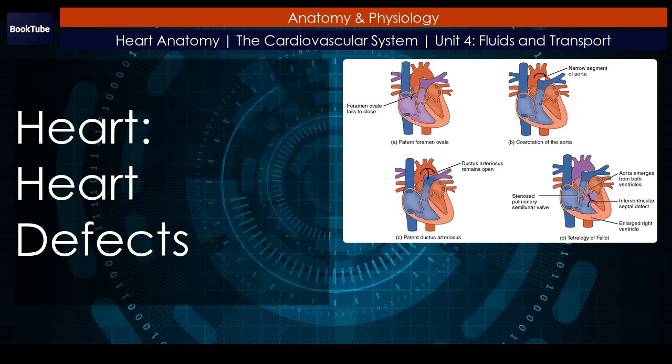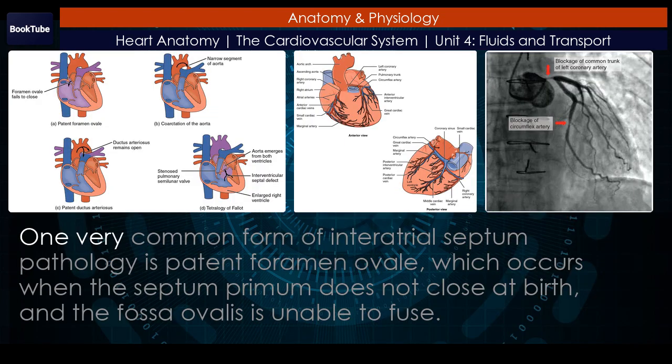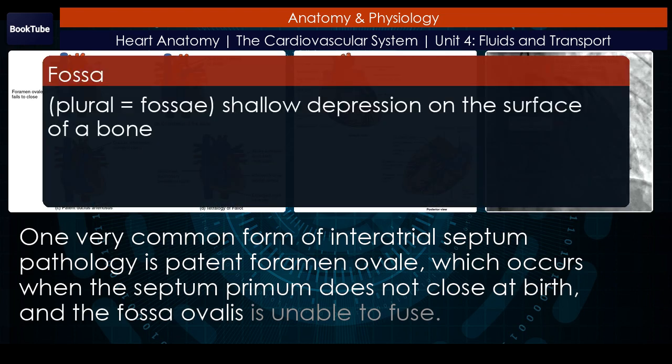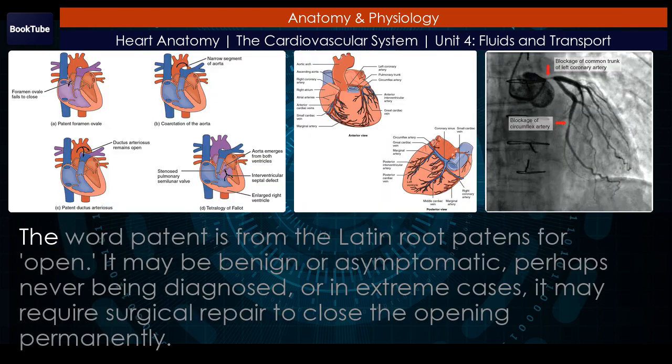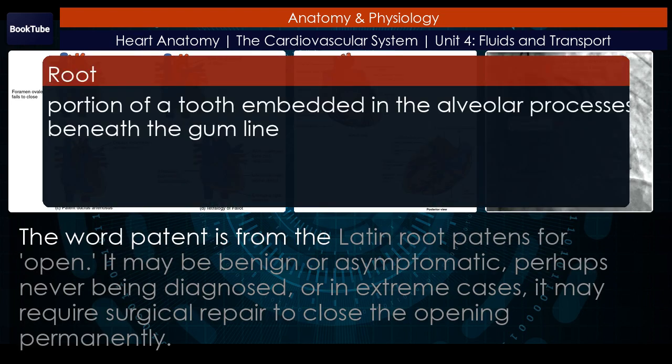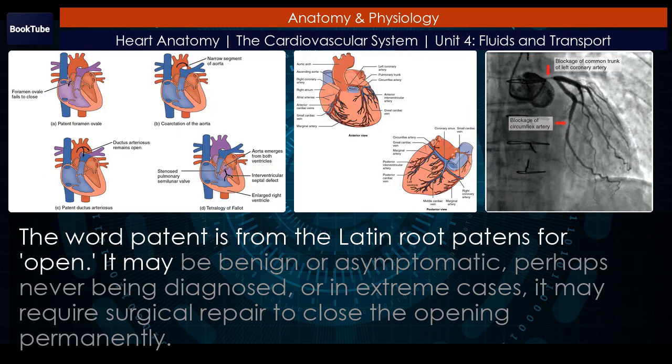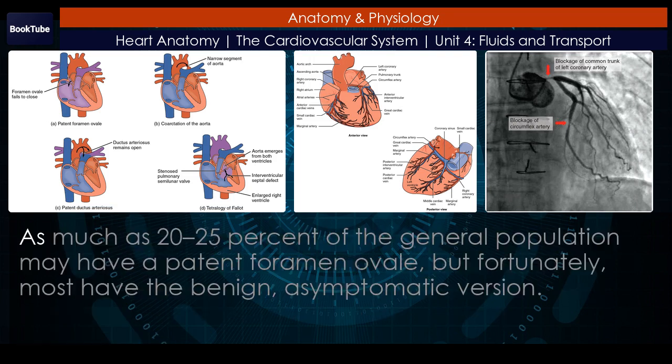Disorders of the heart: defects. One very common form of interatrial septum pathology is patent foramen ovale, which occurs when the septum primum does not close at birth, and the fossa ovalis is unable to fuse. The word patent is from the Latin root patens for open. It may be benign or asymptomatic, perhaps never being diagnosed, or in extreme cases, it may require surgical repair to close the opening permanently.